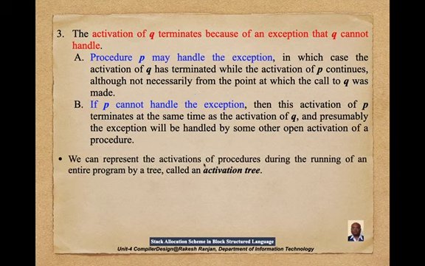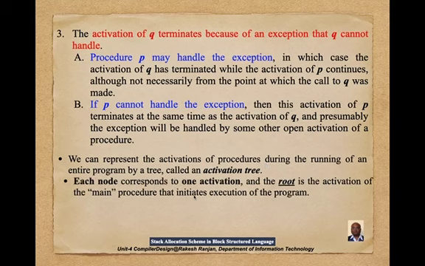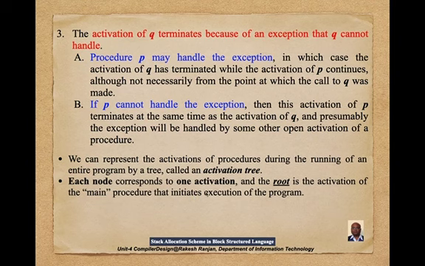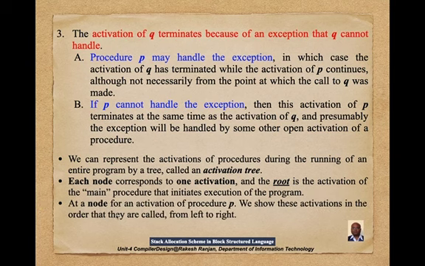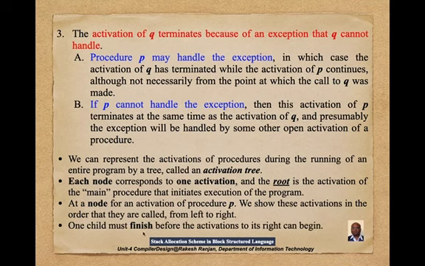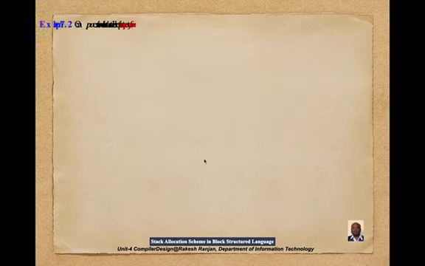We can represent the activations of procedures during the running of an entire program by a tree, and it is called an activation tree. Each node corresponds to one activation, and the root is the activation of the main procedure that initiates the execution of the program. At a node for the activation of procedure P, we show the activations in the order that they are called, from left to right. One child must finish before the activation to the right can begin.